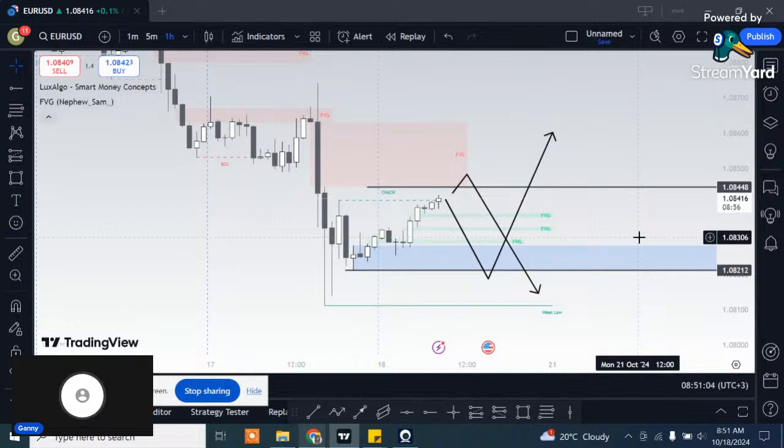And I also like to squeeze this to a 1-to-4 risk to reward ratio so that I'm able to make some extra profits from the market. So basically, this is how I trade, or this is what I'm going to be looking at for today.